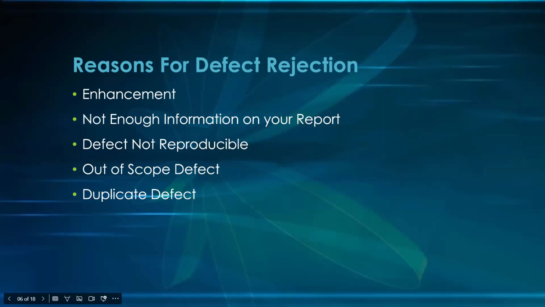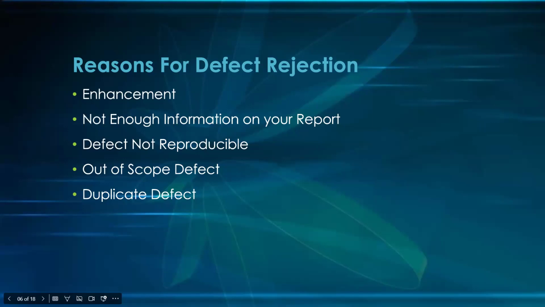But the reasons for a defect being rejected can be one of these reasons. If you are working as a tester and you find a defect and your defect is being rejected, you might be wondering, why would my defect be rejected? There are different reasons for why it can be rejected, and these are some of them: enhancement, not enough information on your report, defect not reproducible, out of scope defect, and duplicate defect.